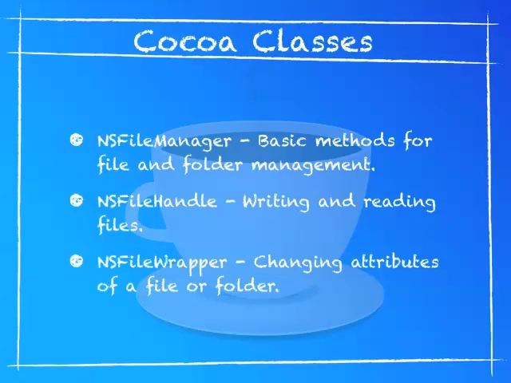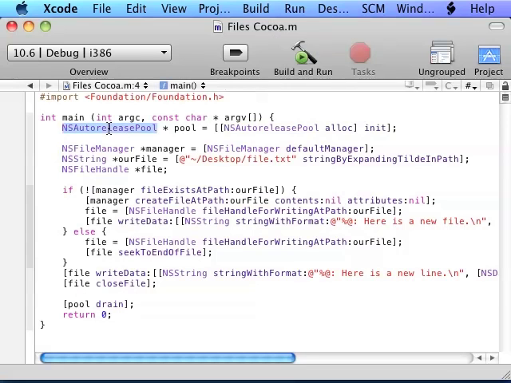Let's go ahead and give you an example of how to use these Cocoa classes. So in the main function, we're creating a pool like we did before. We're making a reference of the file manager, so it's easy to access. We're creating a string with the location of the file on the desktop, and then we're creating a reference of the file handle.